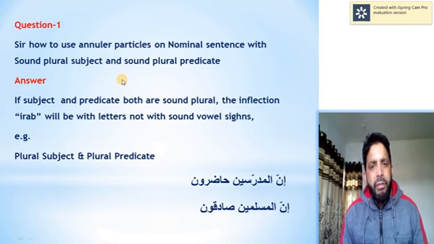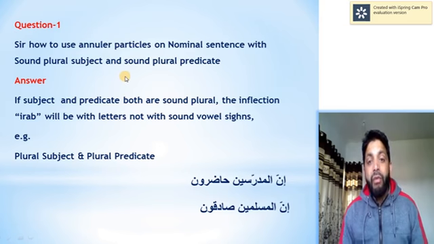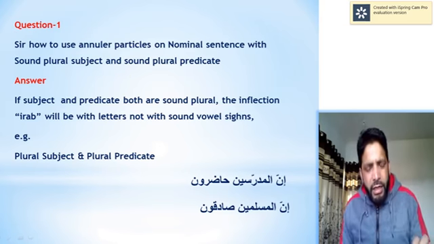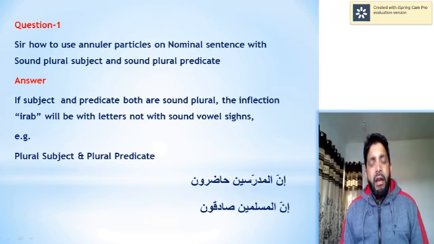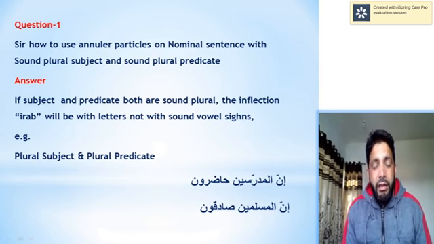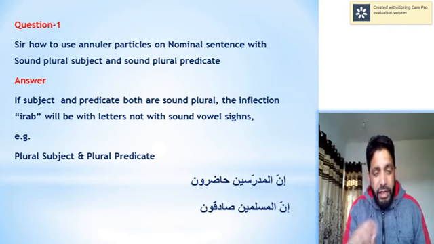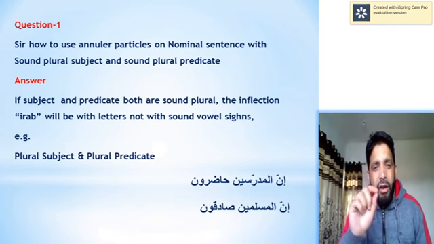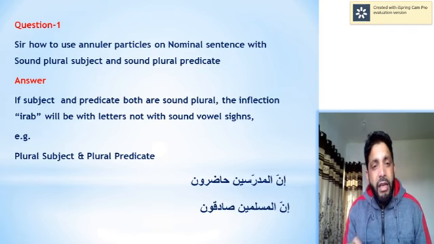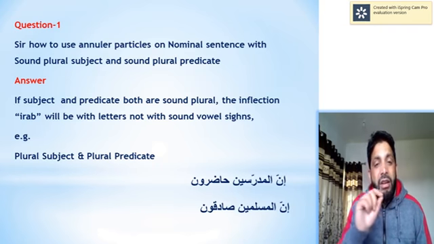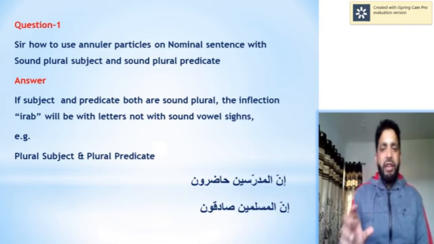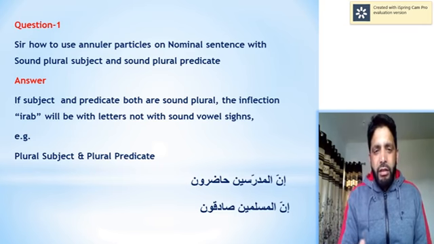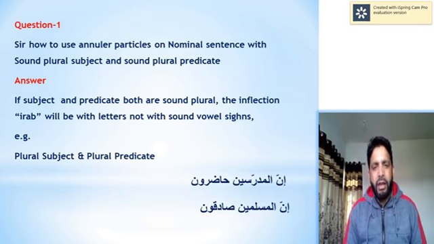If subject and predicate are both sound plural, the inflection i'rab will be with letters, not with short vowel signs. Often we say that in a nominal sentence, the sign of being a noun in the nominative case is dhamma or dhammatu tanween. Similarly, the sign of a noun in the accusative case is fatha or fathatu tanween. And similarly, the sign of a noun in the genitive case is kasra or tanween al-kasra. But sometimes these signs come in different forms. There are some different signs as well.